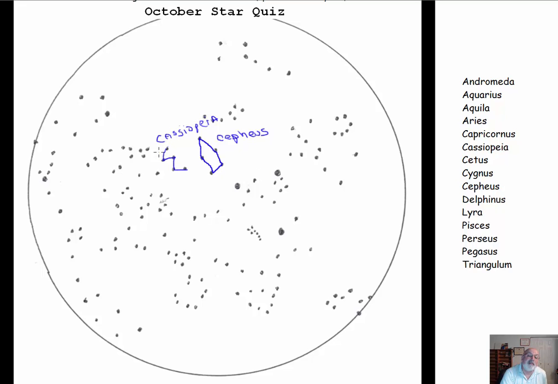Sitting right next to Cassiopeia is this funky looking, cornucopia-looking creature. This is actually supposed to be a guy, and this guy rode the back of Pegasus, and this guy actually saved Andromeda from Medusa. And this is Perseus.